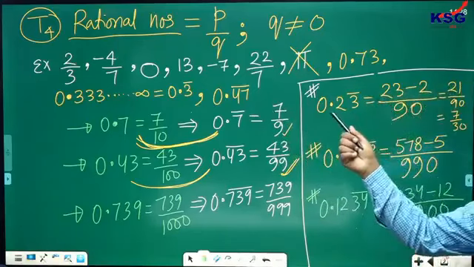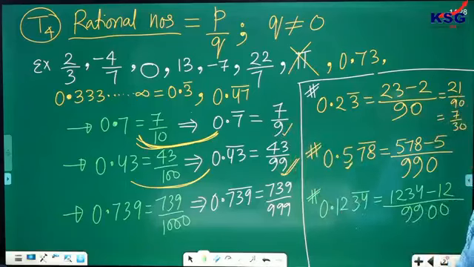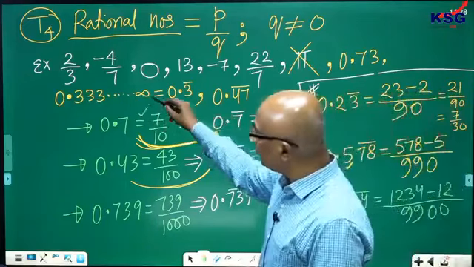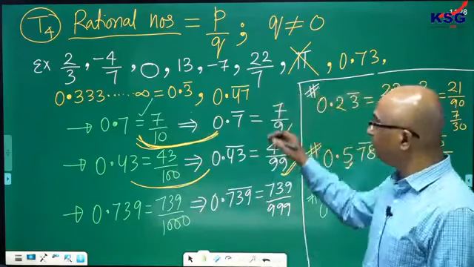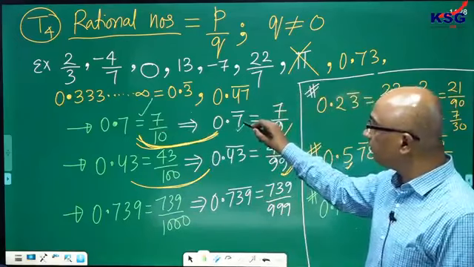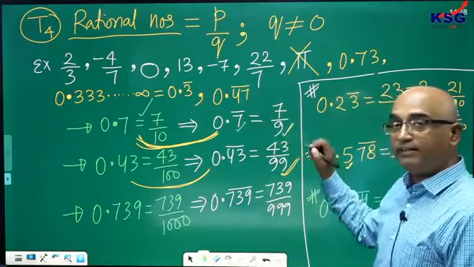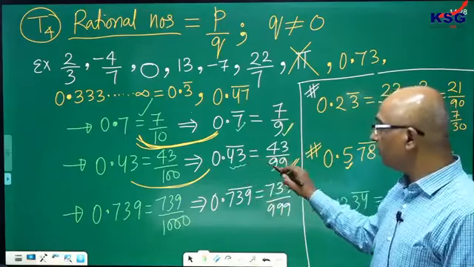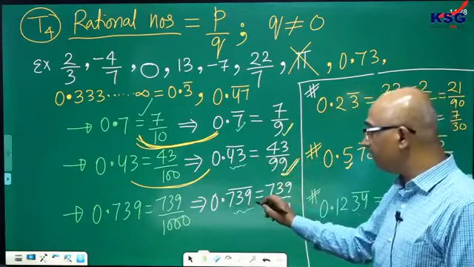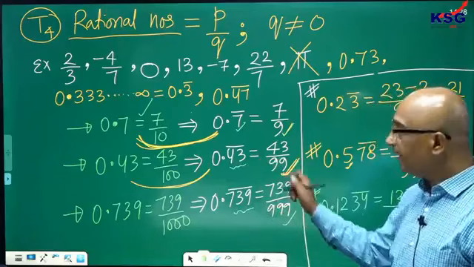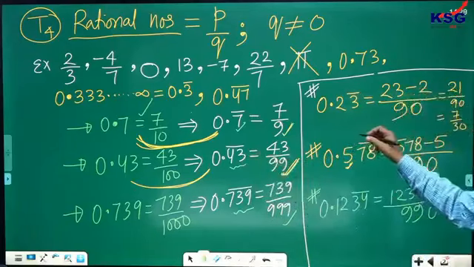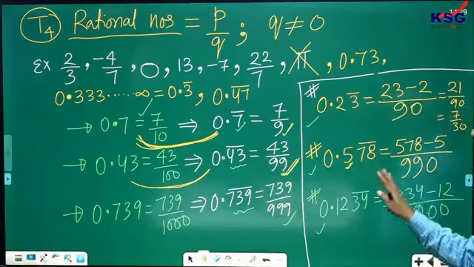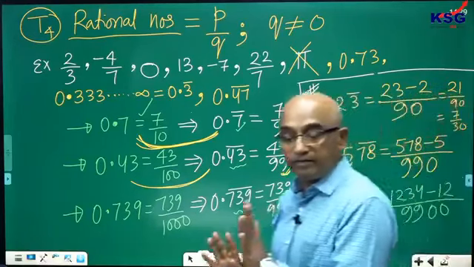Decimal numbers, recurring decimals are examples. Student, 0.7 bar is 7 by 9. If 1 digit is under the bar, put 9 in the denominator. This is the method. In case of 2 digits put double 9. In case of 3 digits under the bar put 999. In case of combination, these three examples are it, and no other such number exists.